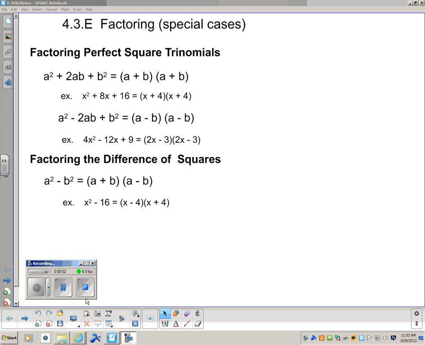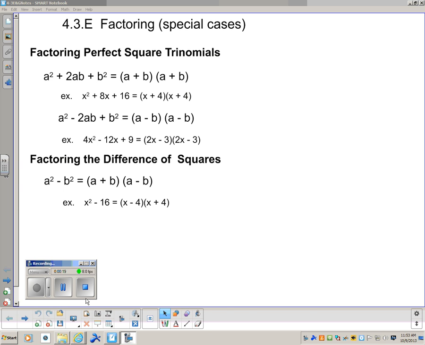All right, so today we're going to look at some special cases and work through a few of these. We've got factoring perfect square trinomials. It ends up being in the form of a squared plus 2ab plus b squared, and you end up with a plus b times a plus b.